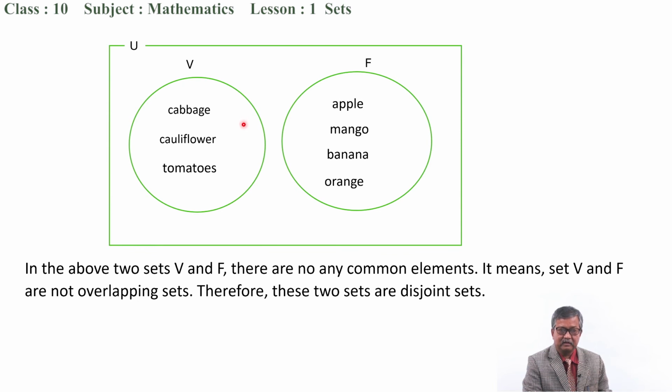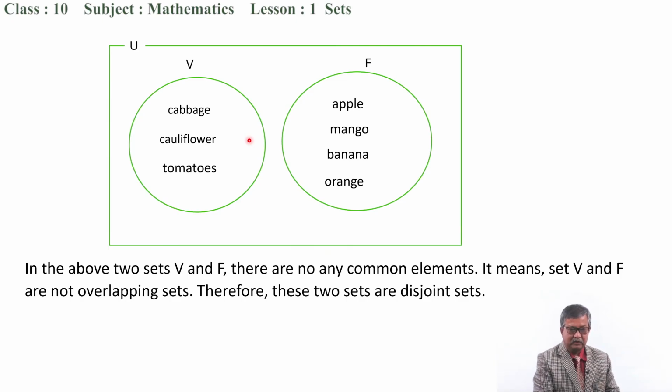Are you clear or not? Here set V, here set F. These two sets are different sets. There are no common elements. So these two sets are called the disjoint sets.